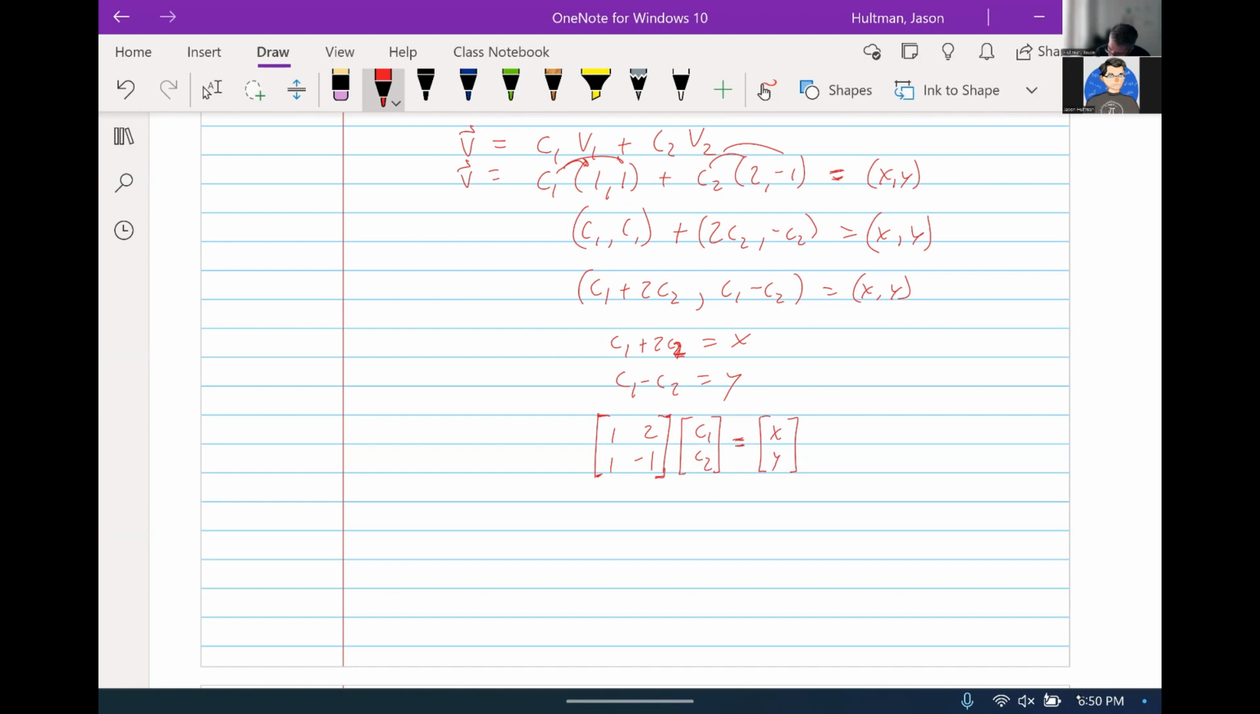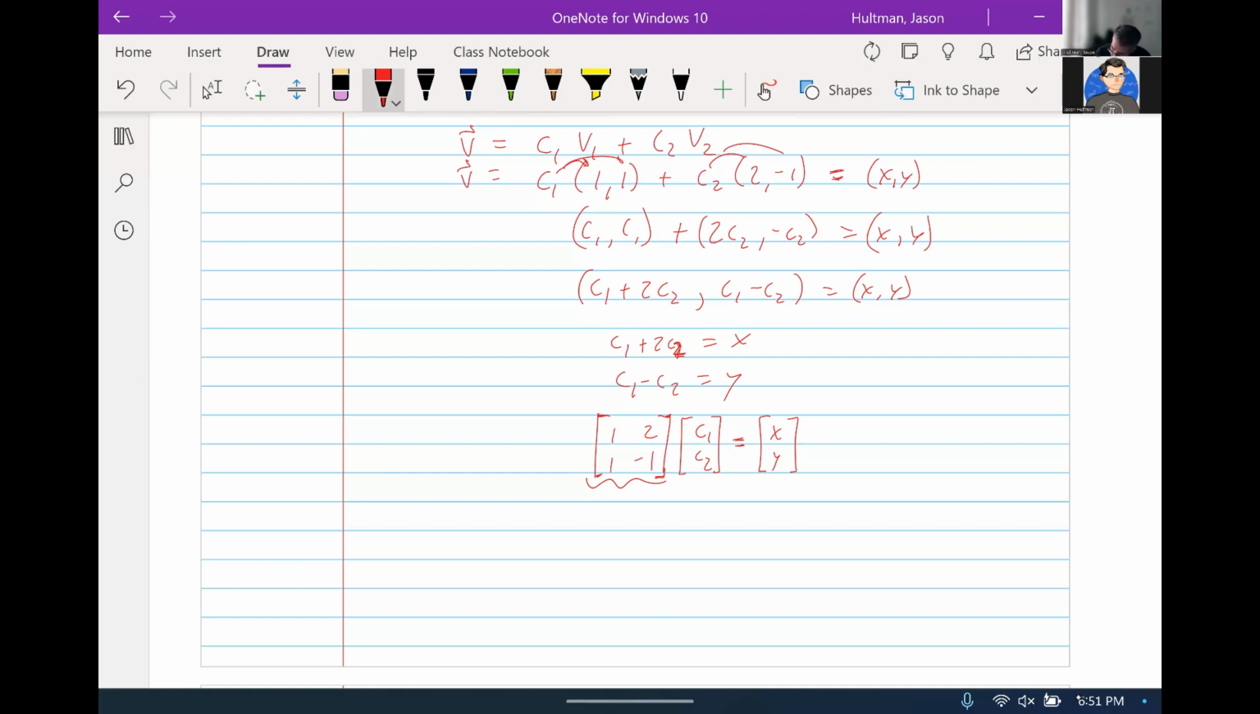Okay, so the goal here would be to find a C1 and C2 that works. Can we find C1 and C2 such that if I plug in any X, Y, I can generate C1, C2? For any X, Y, can I generate a C1, C2? And that's only possible if I am able to invert this matrix.